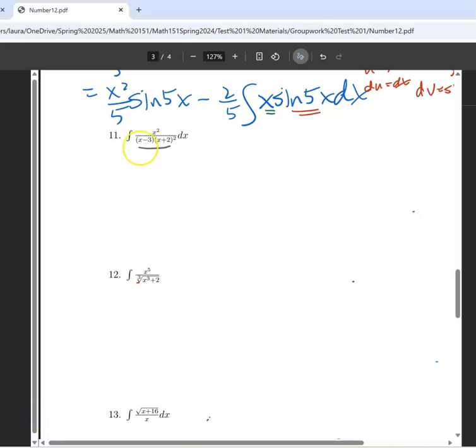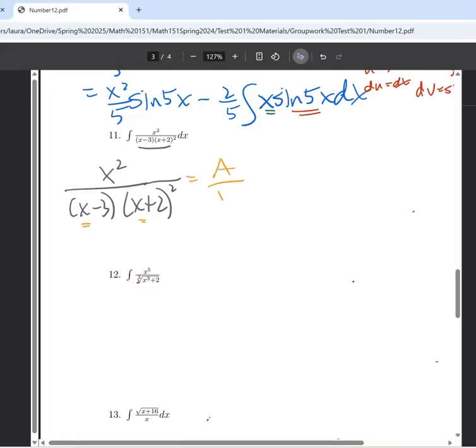You recognize it. This is going to be partial fraction decomposition. So first, take it out of the integral. So (x plus 2) squared. So these are both linear factors, right?